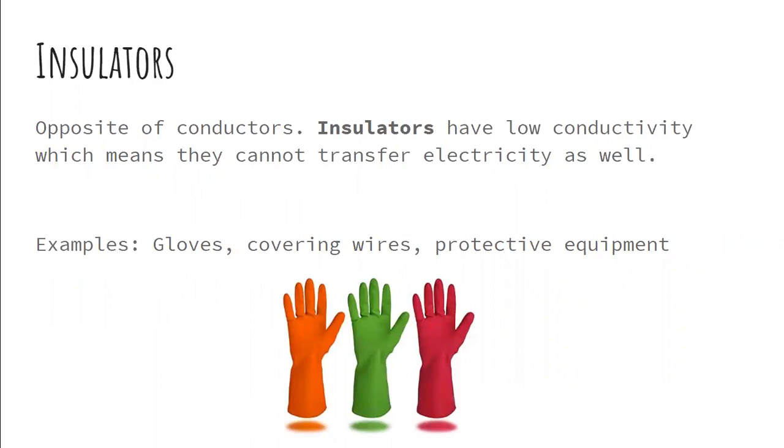The opposite of conductors is insulators. These have low conductivity, which means they don't transfer electricity as well. They actually usually absorb it. An example of this is gloves or any type of plastic. Usually when you wear gloves, you'll be protected from static shock. If you look at workers working with electricity, they always wear rubber clothing to make sure they don't get shocked and they don't transfer electricity from themselves to other people.